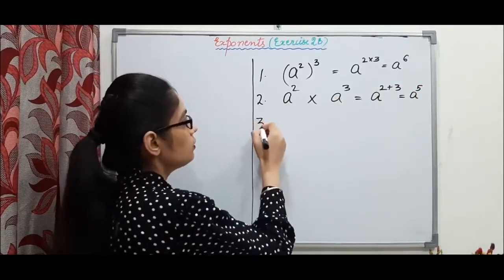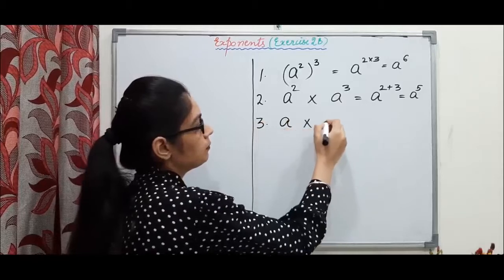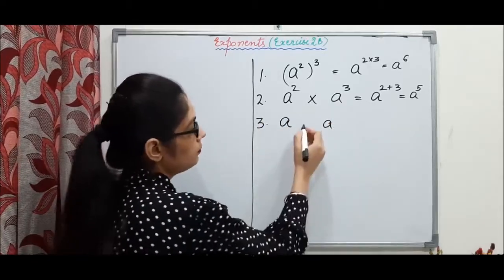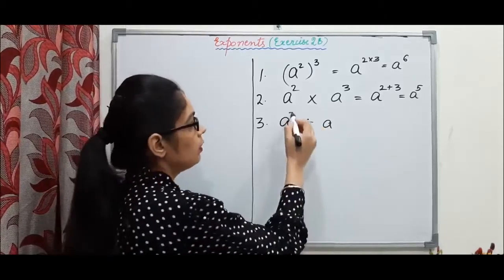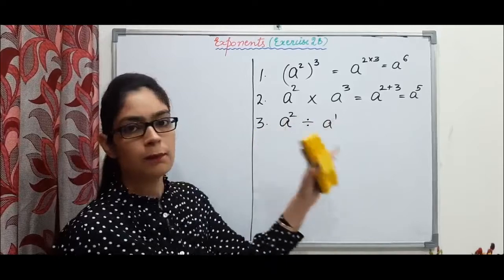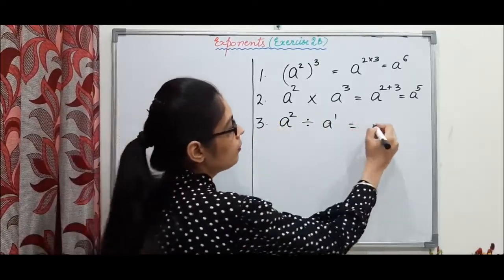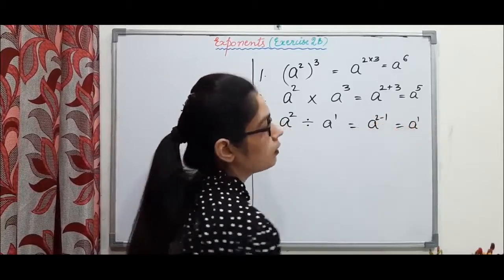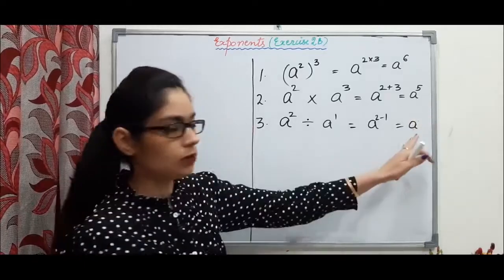So third rule is quotient rule. When the bases are the same and the numbers are getting divided, see the quotient means something related to division. When bases are the same and the numbers are getting divided, we have to subtract the power. So 2 minus 1 is 1. So 1 no need to write, or only this also we can write.